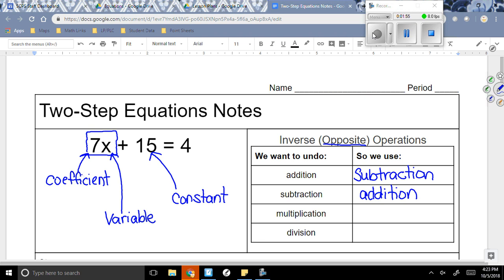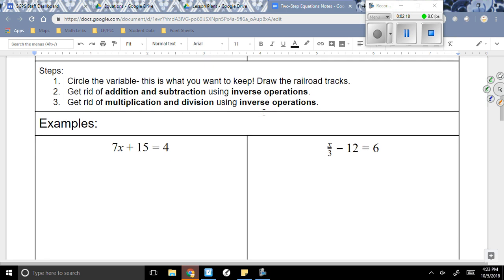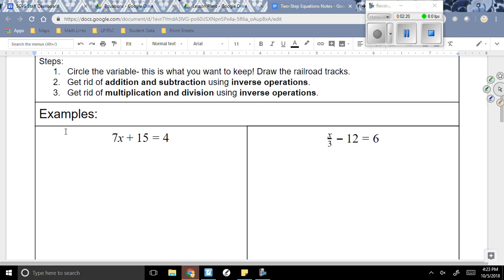If we see multiplication, its inverse is division. And backwards, if we see division, its inverse is multiplication. So if I ever ask for the inverse operation, just think about what's the opposite. All right, let's look at our steps, and we're going to go through them as we do this first example.